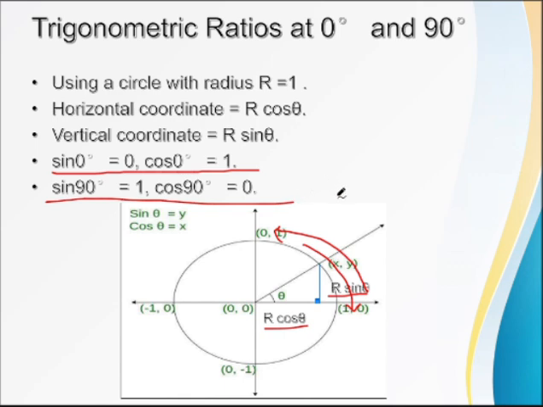In this way we derive sin 0 degree, cos 0 degree, sin 90 degree, cos 90 degree. We can find tan theta: tan 0 degree as sin 0 degree by cos 0 degree, and tan 90 degree as sin 90 degree by cos 90 degree.